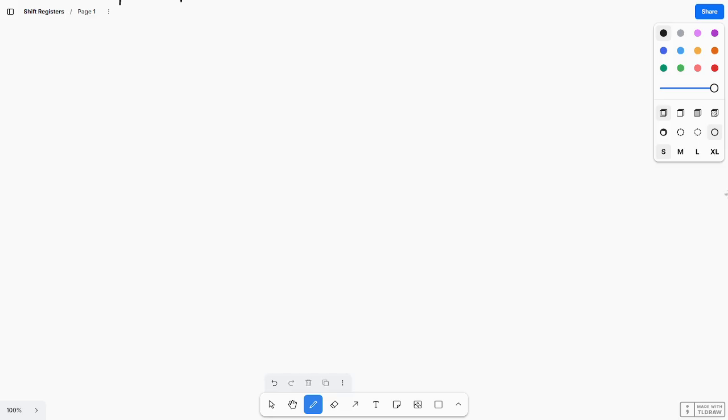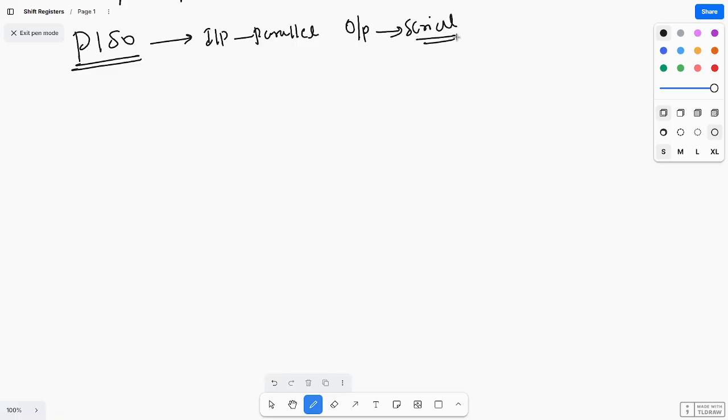First we'll see the parallel in serial out. Next you can understand parallel in parallel out easily. Parallel in serial out means what? There is data, which means we can load the data parallelly, and we can shift the data serially. Load the data parallelly, so that means the input is parallel, and the output is serial. Okay, so here what I will do.